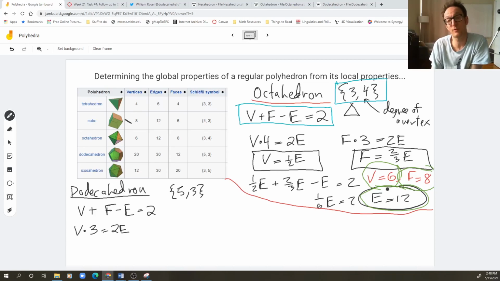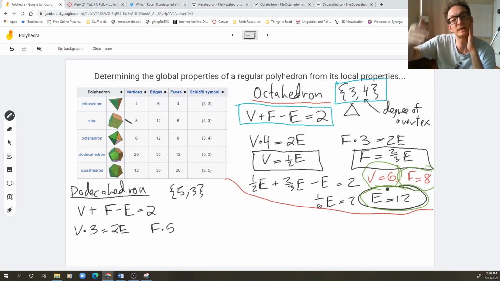And I perform a similar argument with the faces. I don't know how many faces there are, but if I take the number of faces and I multiply by the number of edges that border each of those faces, well, because the faces are all pentagons, there are 5 edges surrounding every one of these pentagonal faces. And so if I multiply the number of faces times 5, then I've counted every edge twice, because every edge is a member of 2 different pentagonal faces. So this is also twice the number of edges.